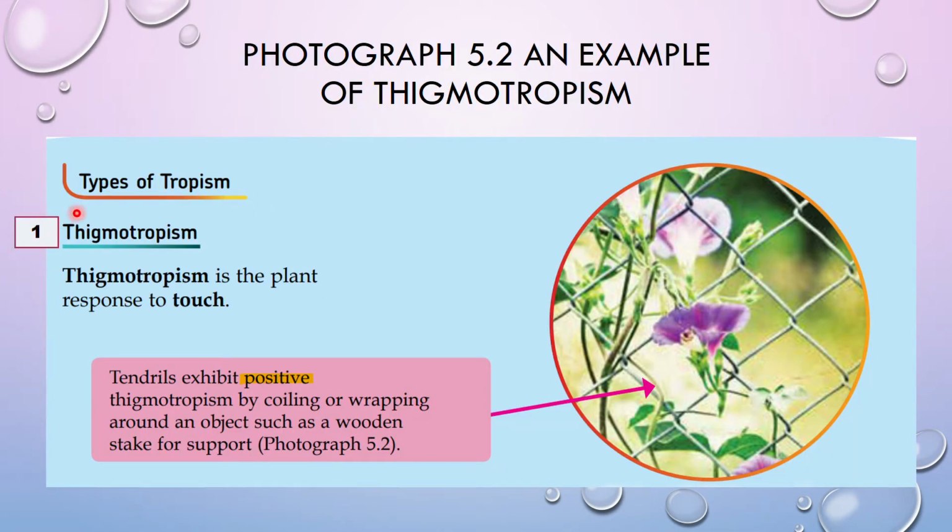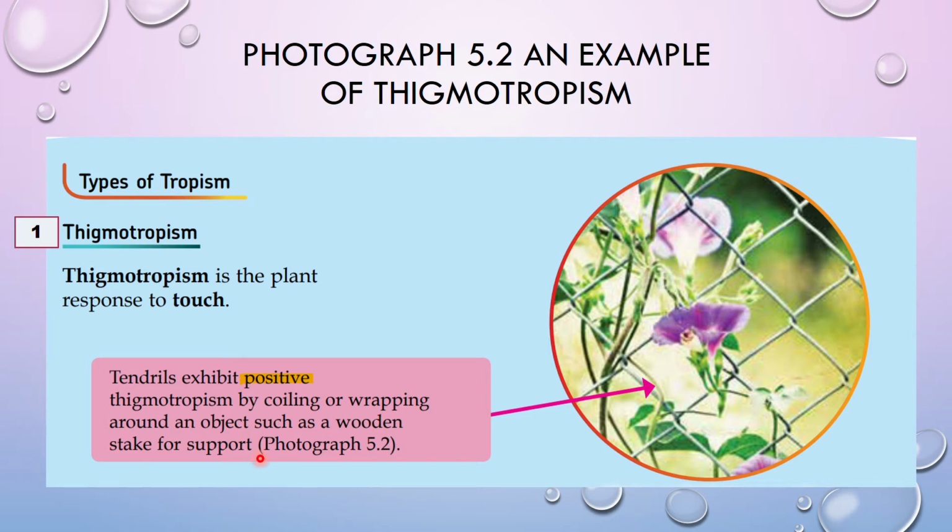Okay, so let's look at the first type of tropism, and that is thigmotropism, which is the plant response to touch. So T, touch. So tendrils exhibit positive thigmotropism. So these are showing the tendrils. You see that it's coiling or wrapping around this, what do you call this, dawai over here. So there's an object for it to coil around. Okay, objects such as a wooden stick or something which is rigid and tough.